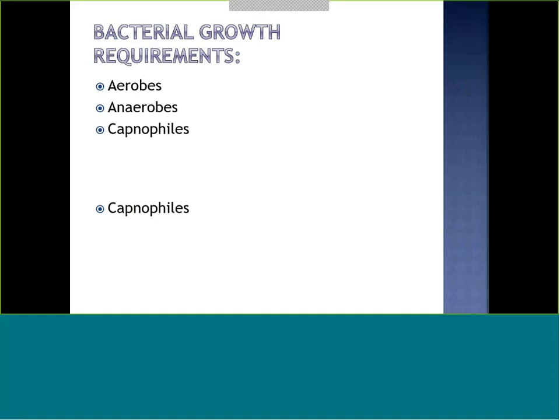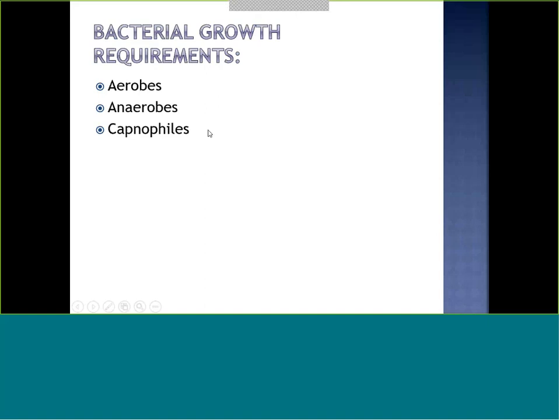All right, when we do get into discussing bacteria, we will eventually learn that they have different growth requirements. Things that are considered aerobes mean they need oxygen. Anaerobes strictly require no oxygen.